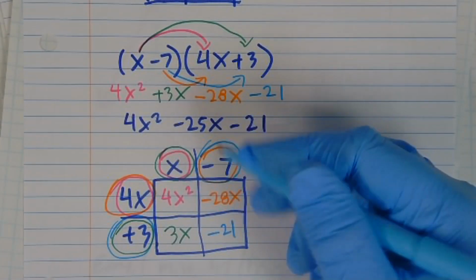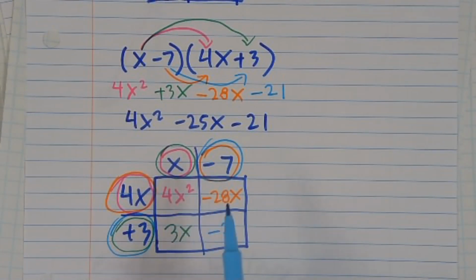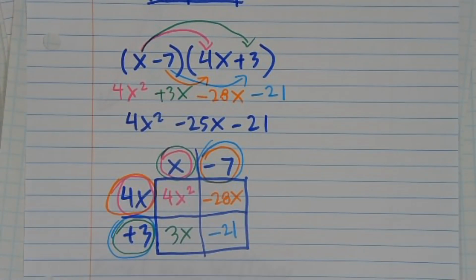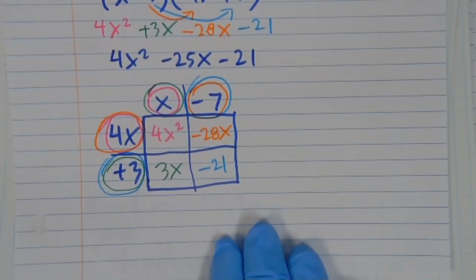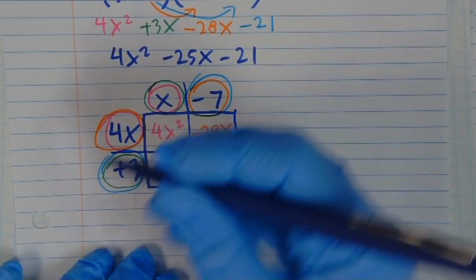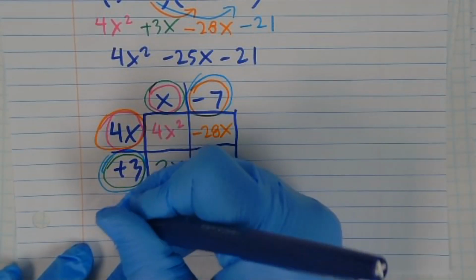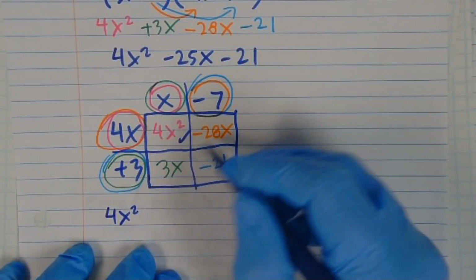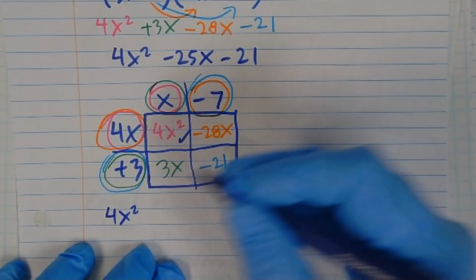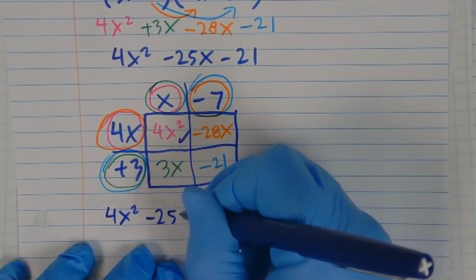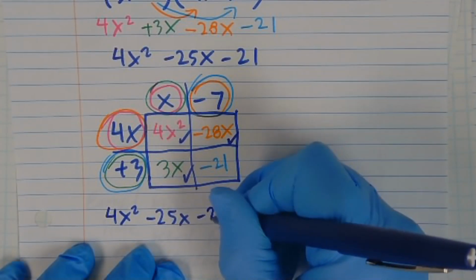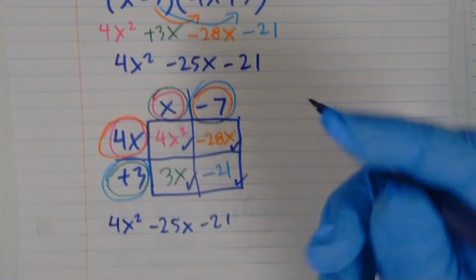So the advantage here is that I can very easily see if I forgot to do one of these because there would be an empty box. And then again, I would need to combine my like terms and write it out. When I'm doing this, I'll often put a little check mark as I get to each term. So I'll write 4x squared, check mark. These are both x terms, so that ends up being negative 25x. I'll put little check marks there. And negative 21. That way I know that I've touched all the boxes.